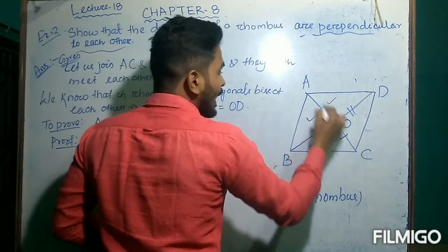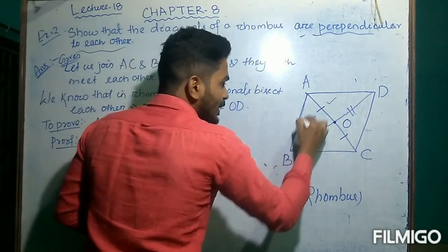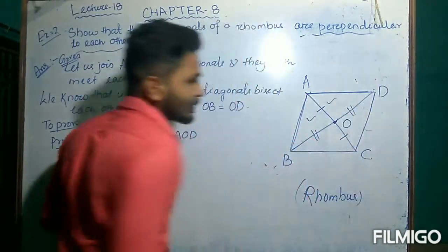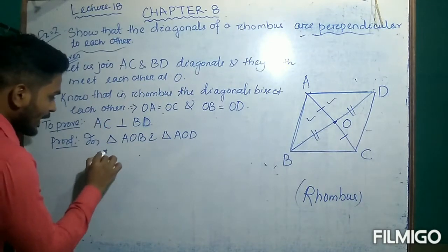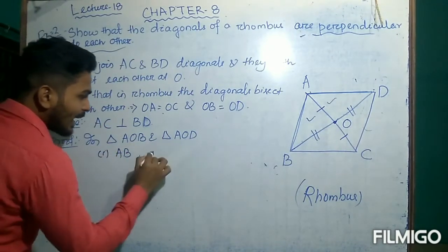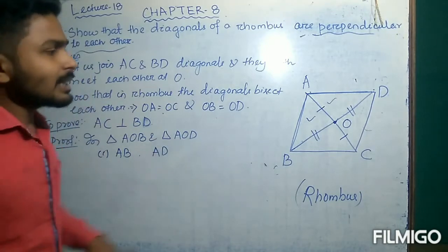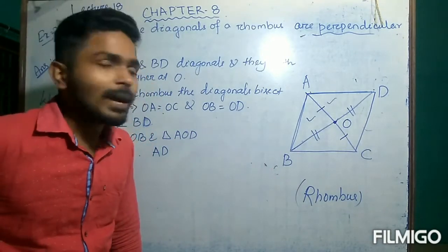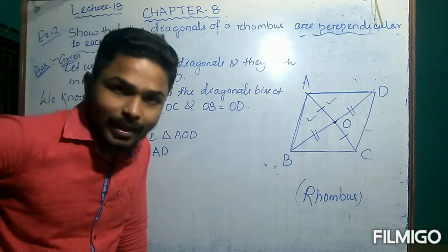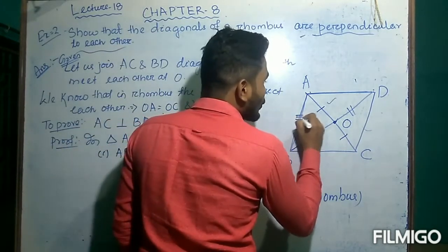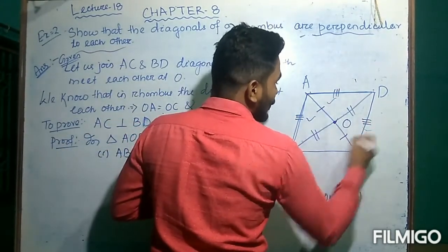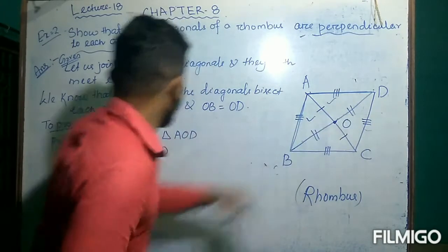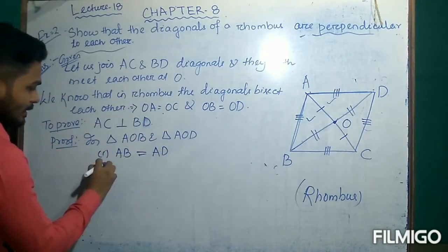Now, in triangle AOB, AB is a side. In triangle AOD, AD also is a side. Yes or no? So, AB is a side for the triangle AOB and AD is a side for the triangle AOD. Then can we say AB is equal to AD? Yes, we can say. Why? Because a rhombus is a quadrilateral in which all the four sides are equal. We know it. In a rhombus, all the four sides are equal. That's why AB is equal to AD. Clear? Second condition.